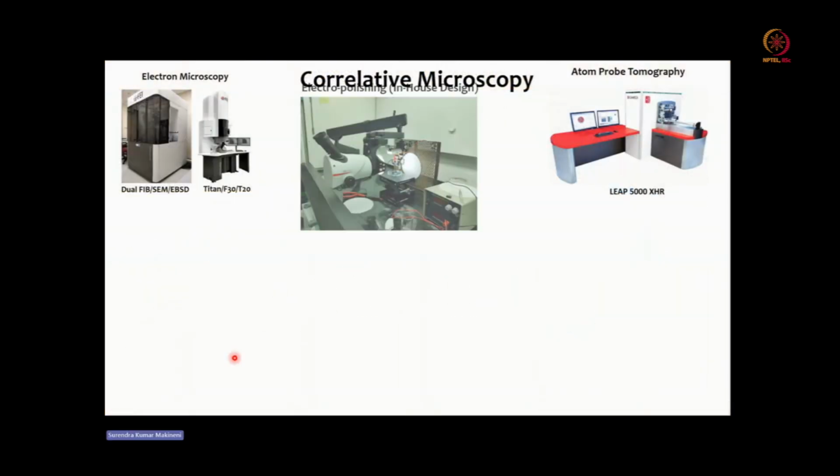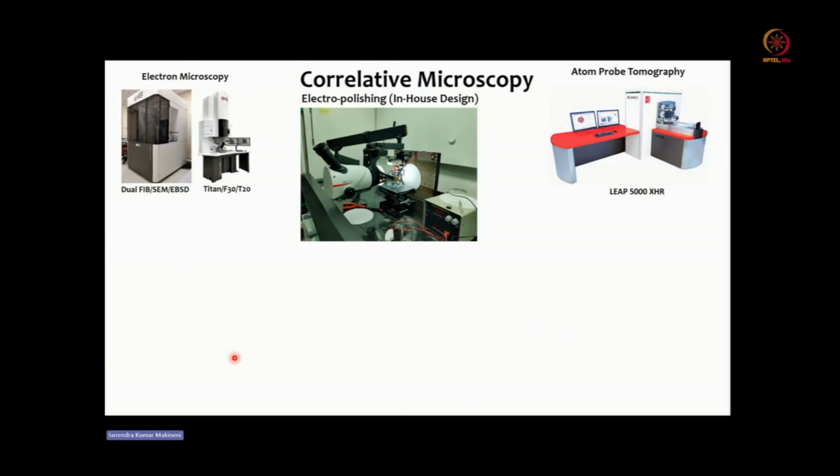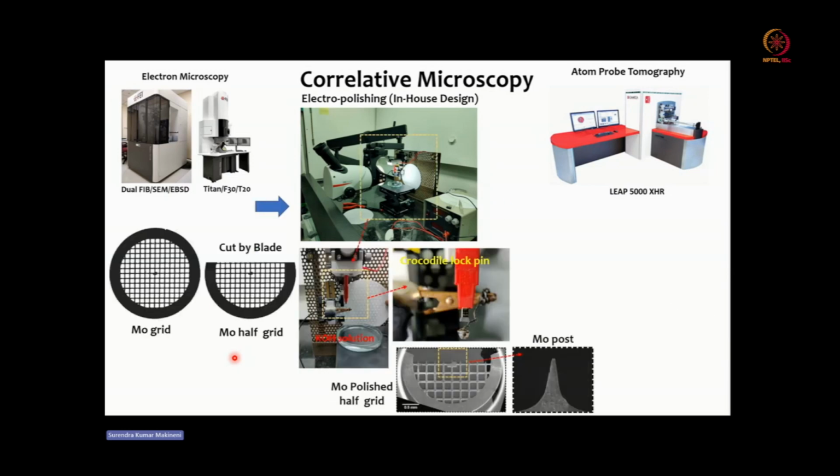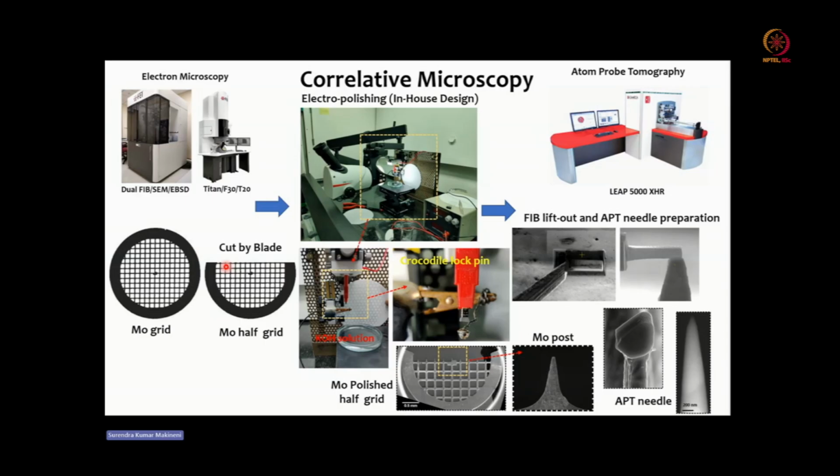Okay, so what we do, the first thing is, first we need to make the grids which are capable of holding the sample. Though this is a moly grid, these are cut at the half, and you can see that this is the rough surface of the grid, and this rough surface is electropolished. So you are using a cathode and the anode.